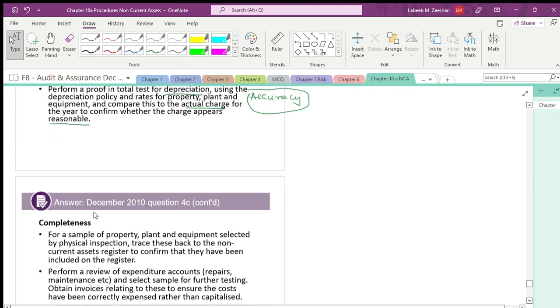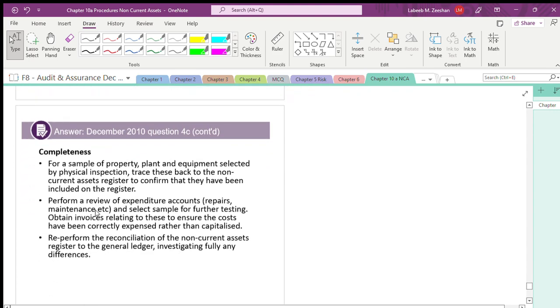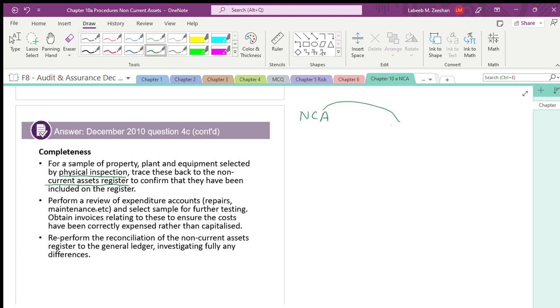Is that two points? Completeness, you have to make sure. Again, what happens? You have to make a physical inspection. For a sample of property, plant and equipment selected, for physical inspections, you have to go back to the non-current register. In the previous case, I have written the same thing somewhere in one of the lectures. Non-current register with physical, is it right?